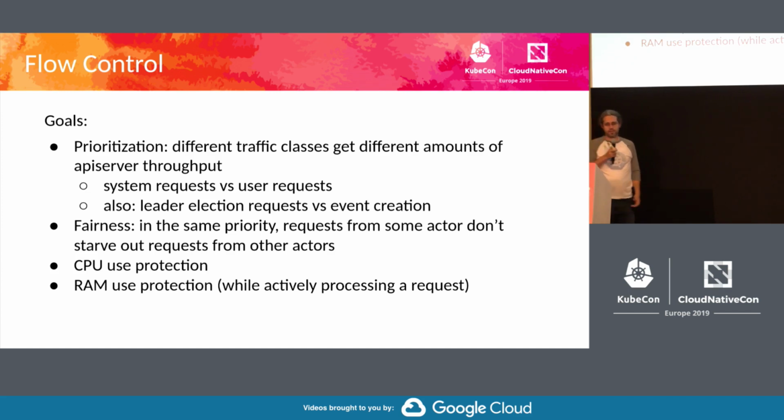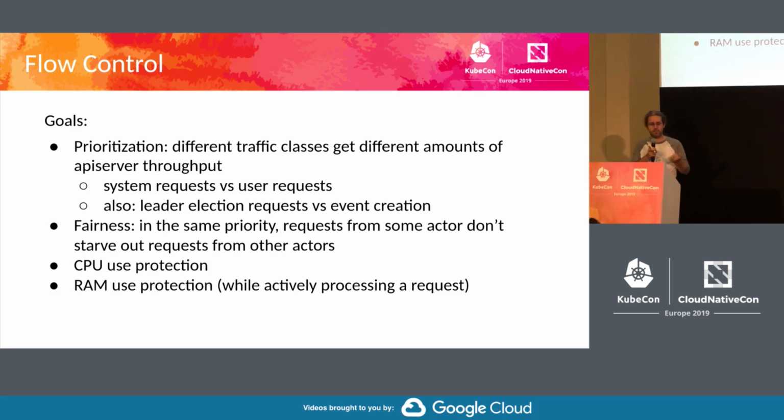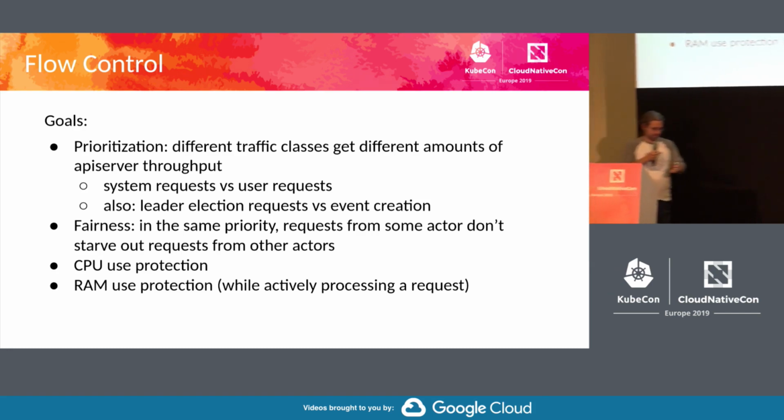Fairness is the other major property. Within a priority band, if two people or two agents are sending requests, we want them to get honored about the same. And then our other goals are to protect the CPU and protect RAM, at least while actively processing a request.